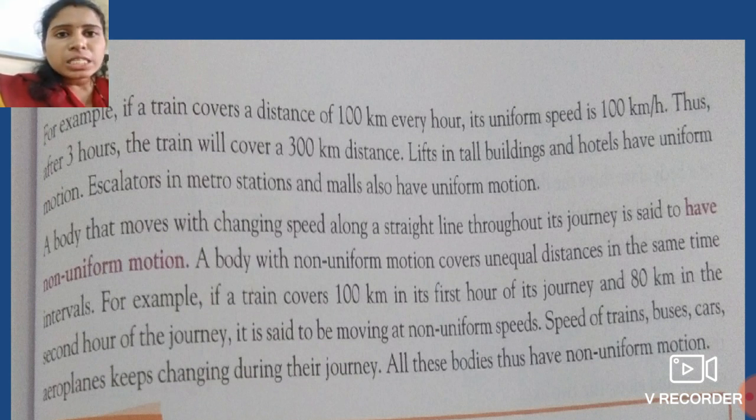Means it covers different kilometers, means the speed is different. In the first hour it goes 100 km, in the second hour it goes only 80 kilometers. So the speed is different. That's why we can say that it is moving with non-uniform speed. Speed is not uniform over there, not the same. So the speed of trains, buses, cars, aeroplanes keeps changing during their journey.